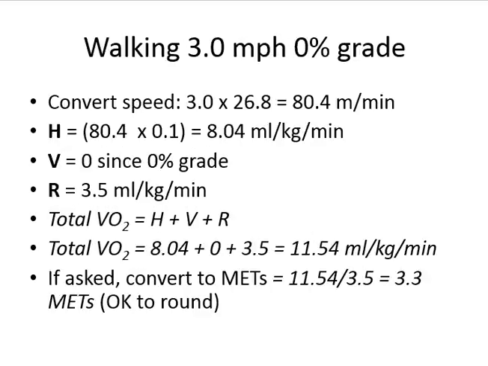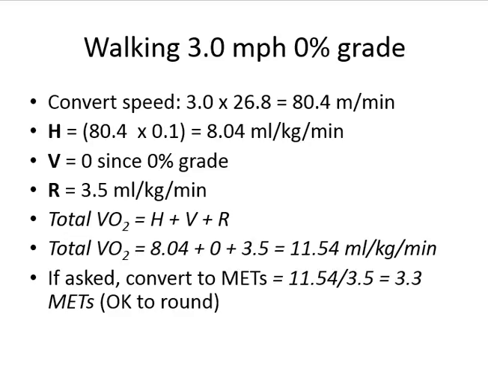So now let's look at this example, walking at a 0% grade, 3 miles an hour. First thing I'm going to do is convert 3 miles an hour to meters per minute. And then you can see I multiply that by 0.1, and I get 8.04 milliliters per kilogram per minute. My vertical component is 0 since it's a 0% grade, a flat surface. And then you always add your resting 3.5. So my total VO2, the horizontal, the vertical, and resting, is 11.54 milliliters per kilogram per minute.